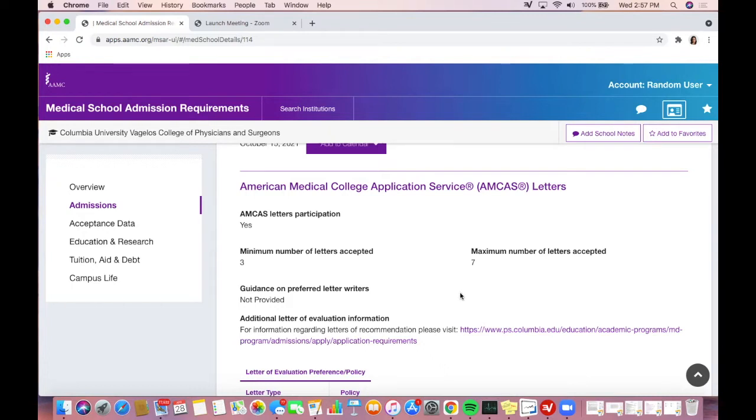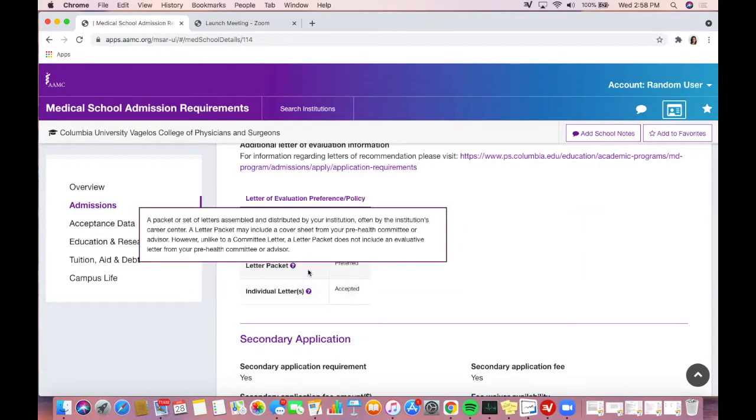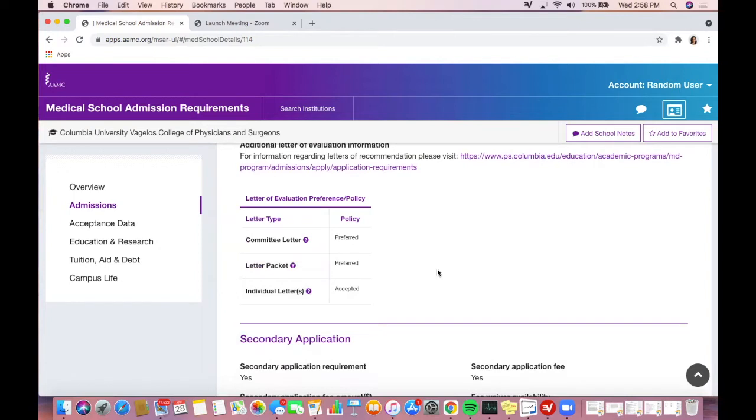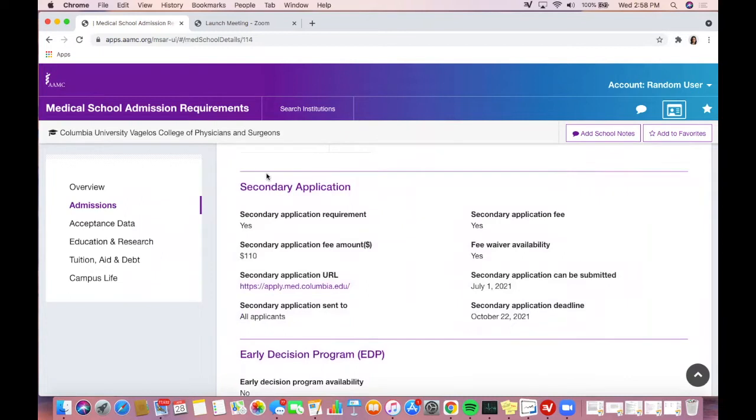At MedEdits, we consider the minimum number of letters that you should submit to any medical school to be 4. And 5 or 6 letters if they are all very strong endorsements of your candidacy. That's also something else that we recommend. And then they will talk about their policies regarding committee letters, letter packets, and then individual letters. And you can hover over these question marks to find out what those different definitions are if you don't know. Then there is secondary application information. Is there a secondary application? What is the fee? What's the URL?